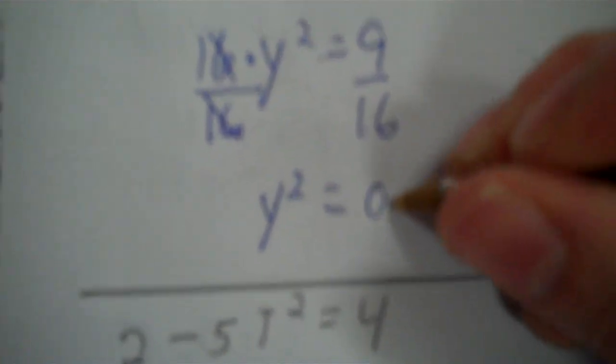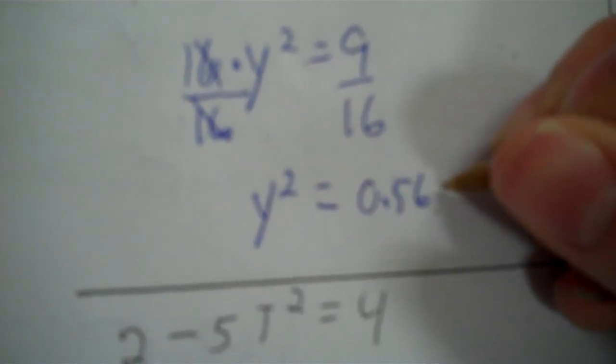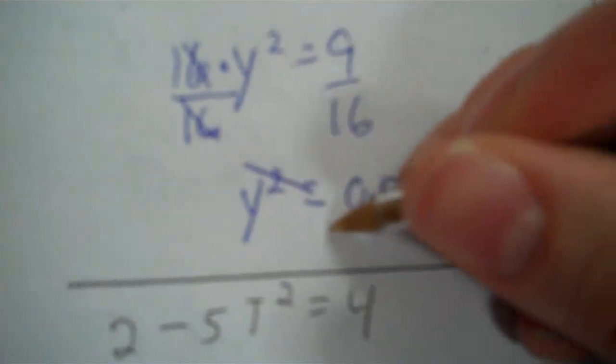0.5625. I know that looks kind of weird. And then find the square root of that. Could be positive or negative. So x squared is 0.75. So you can get a decimal for an answer, that's fine.